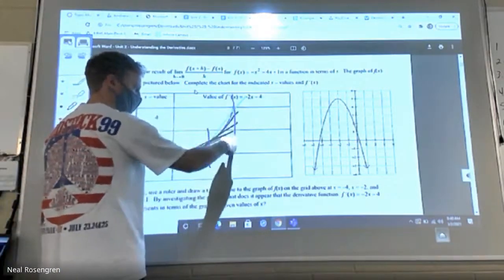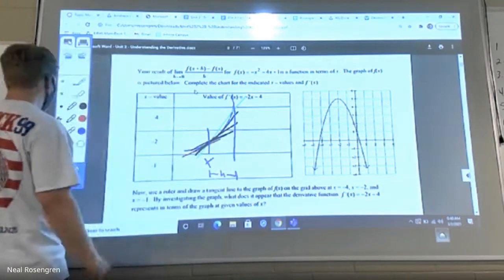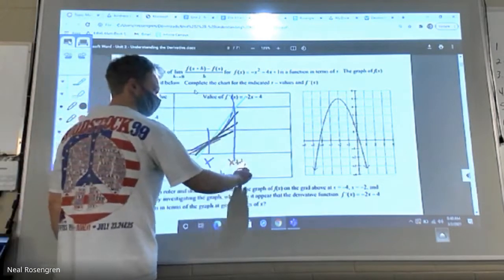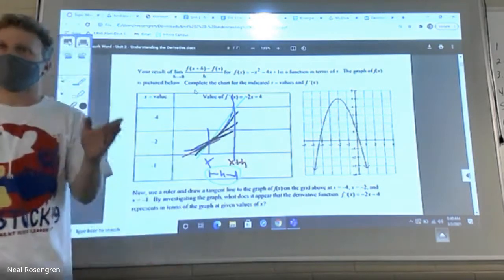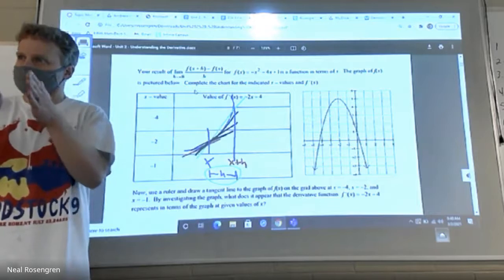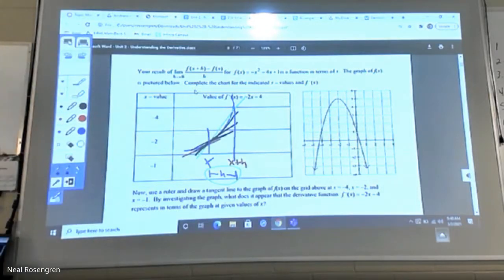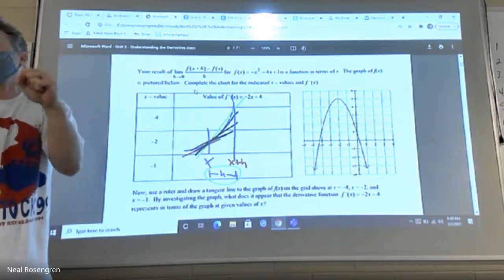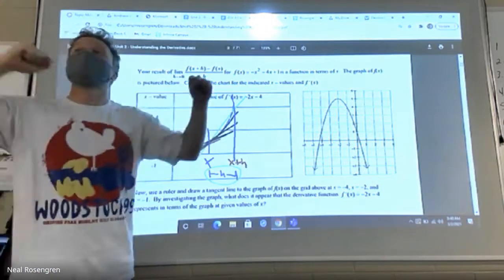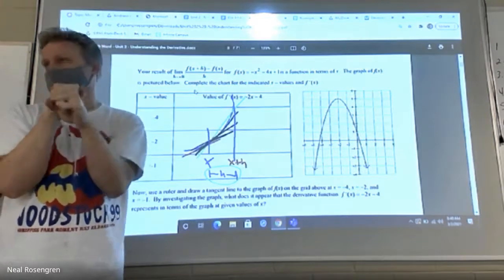I've got this point right here, some horizontal distance away. So call this x plus h. And all we're going to do is make this smaller and smaller and smaller. The distance between those points is going to get smaller. And as those points get closer and closer together, the secant line is going to almost become the tangent line. And once they are on top of each other, the tangent line and the secant line are the same.